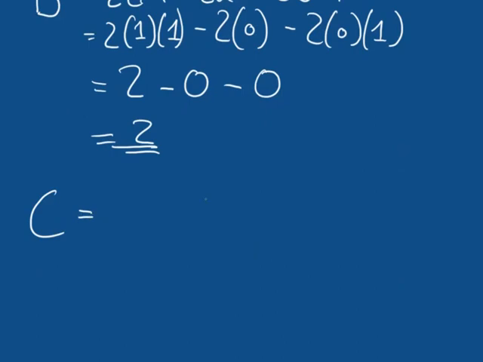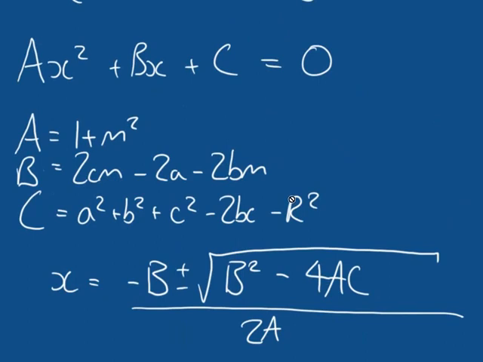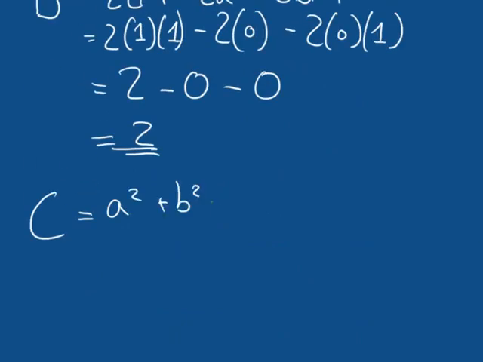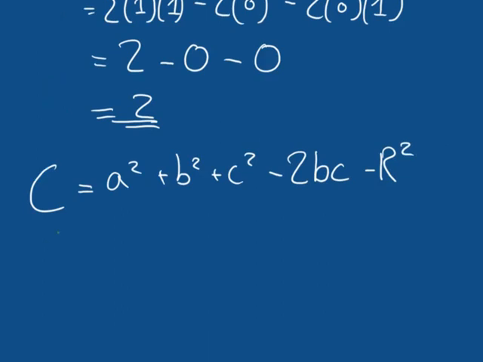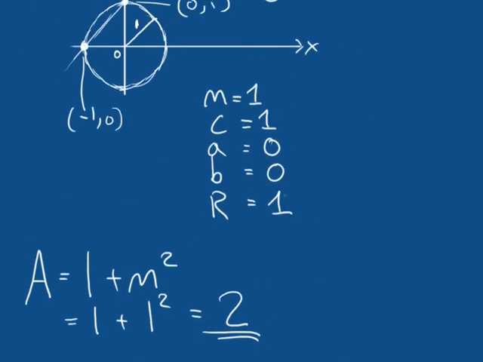And then finally we need to calculate c. If we jump back and take a look at what c looked like, we saw c is equal to a squared plus b squared plus c squared minus 2bc minus r squared. If we put our numbers into this, that means c is equal to 0 squared. Oh, not 0 to the power of 0, 0 squared. Plus 0 squared, plus our intercept was 1, so 1 squared, minus 2 times b is 0, c is 1, minus r, if you recall, our radius is 1, so minus 1 squared.